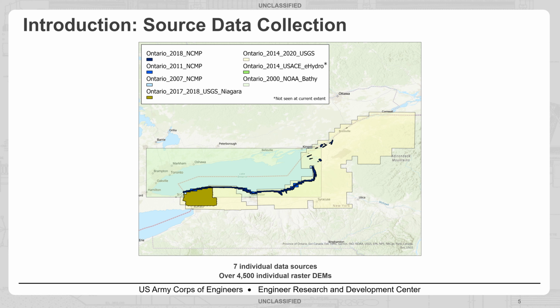As I had said, this is 7 individual data sources from all of these different federal partners. And this ended up being over 4,500 individual raster DEMs. At the end of it all, it was multiple terabytes of data that we had downloaded and combined, and so it was a massive push.